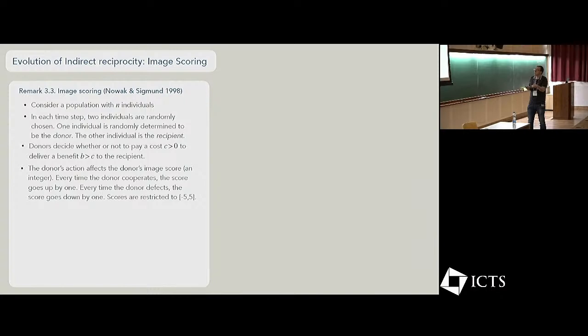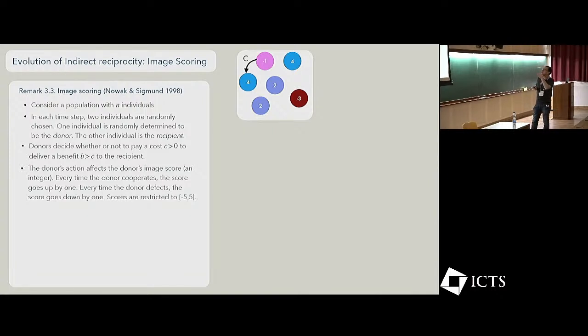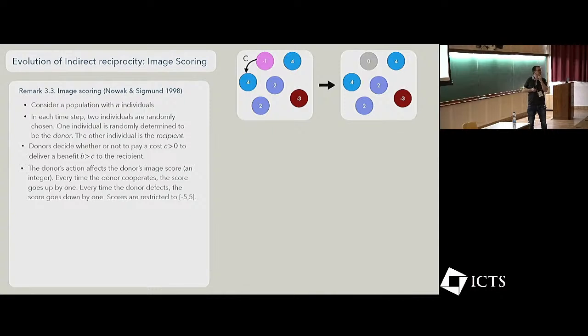For those who just like pictures, this is the picture. Here you have a population of 6 individuals. They have different scores. The blue guys with the 4s have a really good reputation. You really like them. The red person with a score of -3 has a rather bad reputation. Then you randomly pick a donor and a recipient. In this case, the donor happens to be this pink individual, which at the moment has a negative reputation. For some reason, this pink individual decides to cooperate now with the blue individual. Then this would be the updated state. In the updated state, the pink individual has a slightly better reputation than it had before.